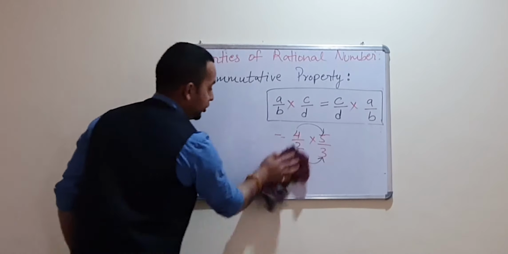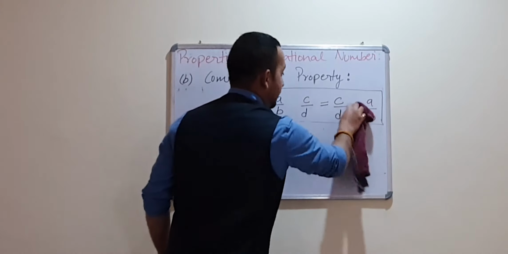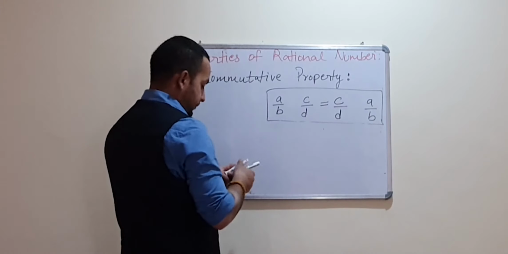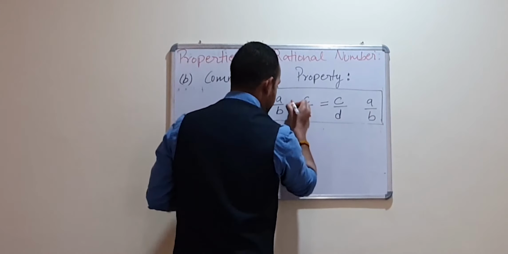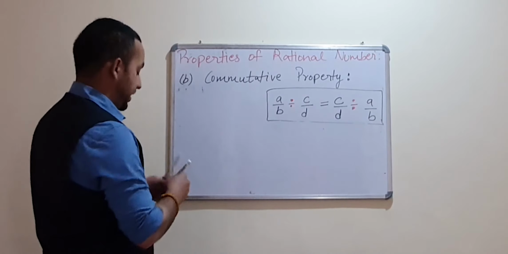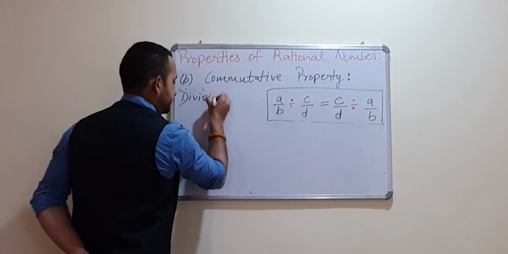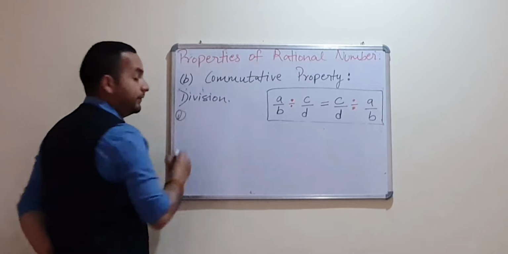Now lastly we are going to check commutative property for division, right? So the formula is the same, only the operation is different. So again we are going to check commutative property for division. Again we will take an example.